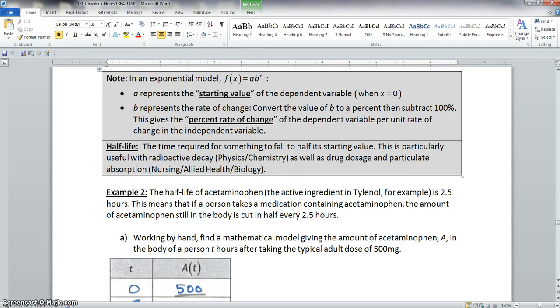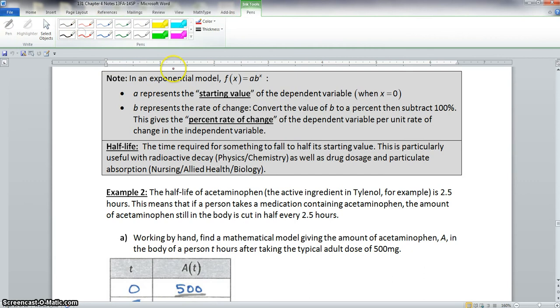Now on to the next page. It says here, note, in the next exponential model, f of x is equal to ab to the x. A represents the starting value of the dependent variable when x equals 0, or you could say the y-intercept. B represents the rate of change. Convert the value of b to a percent, then subtract 100%. This gives the percent rate of change of the dependent variable per unit rate of change in the independent variable.